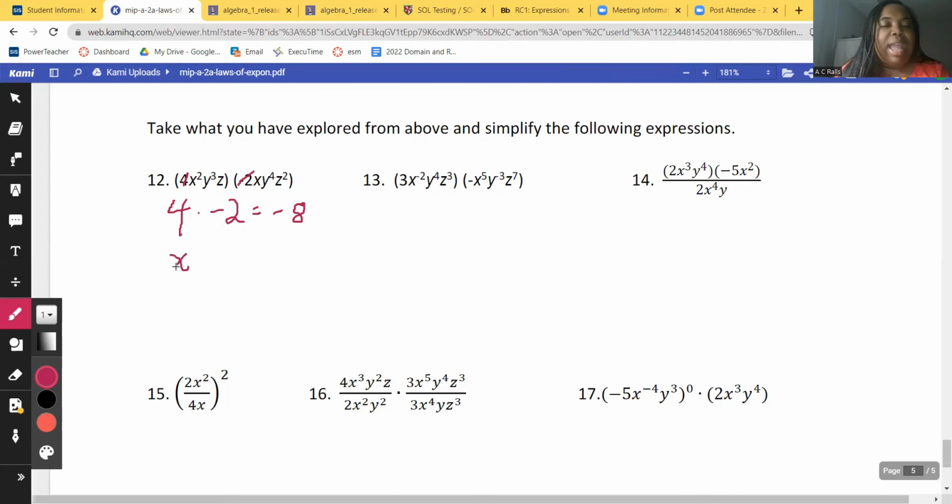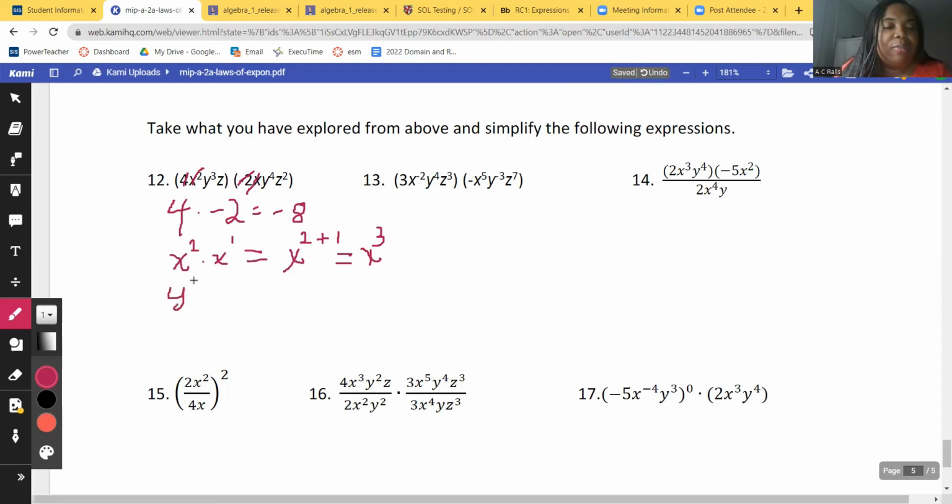Sorry for the handwriting. x squared times x. We're multiplying. So what does that look like? What is the exponent of that x? It's a 1. So that's the same thing as saying x to the 2 plus 1 power. So that is x to the 3rd power. Next, we have the y's. I'm done with my x's.